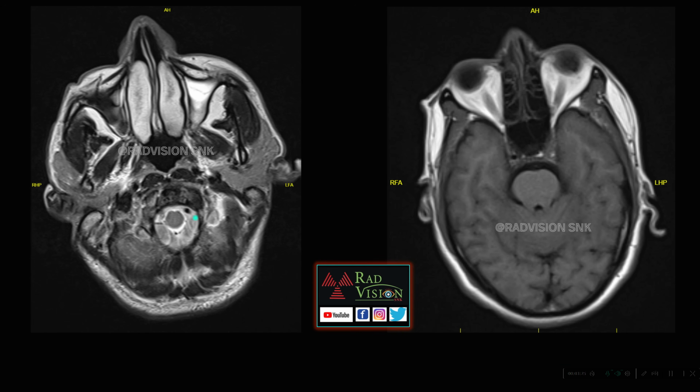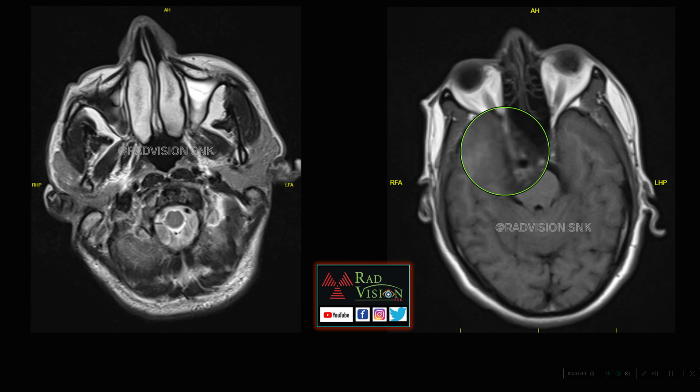Here you can see, when compared to the left flow void, this is the vertebral artery on the left side, this is the vertebral artery on the right side. Clearly you can see the vertebral artery flow void on the right side is lost. This is the vertebral flow void on the left side. So this was a case of vertebral artery thrombosis or occlusion.